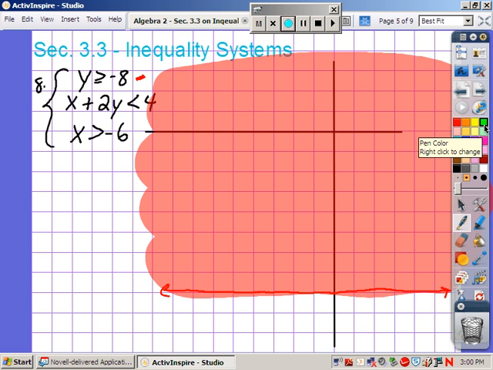I'm going to do this vertical line next, because it's easier. X is greater than -6. I need a dash line where X is -6. 1, 2, 3, 4, 5, 6 on the negative. So I've got a vertical dash line right here. And I need greater than shading, which is to the right when it's a vertical line. I want to shade this way.